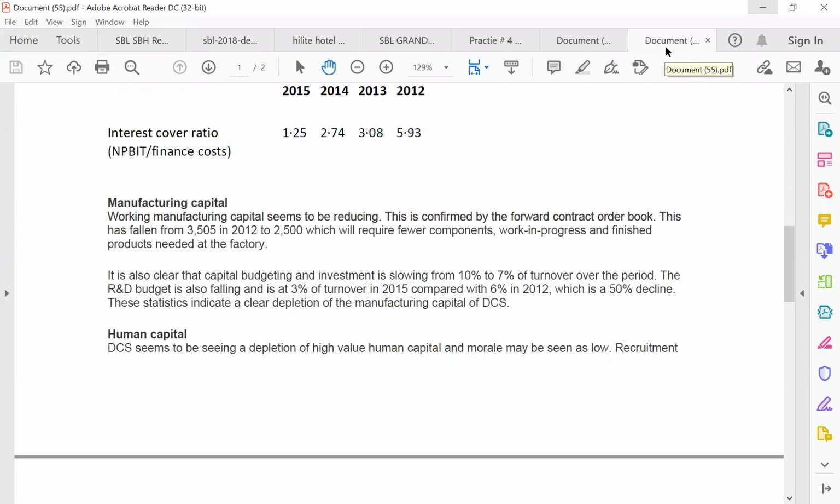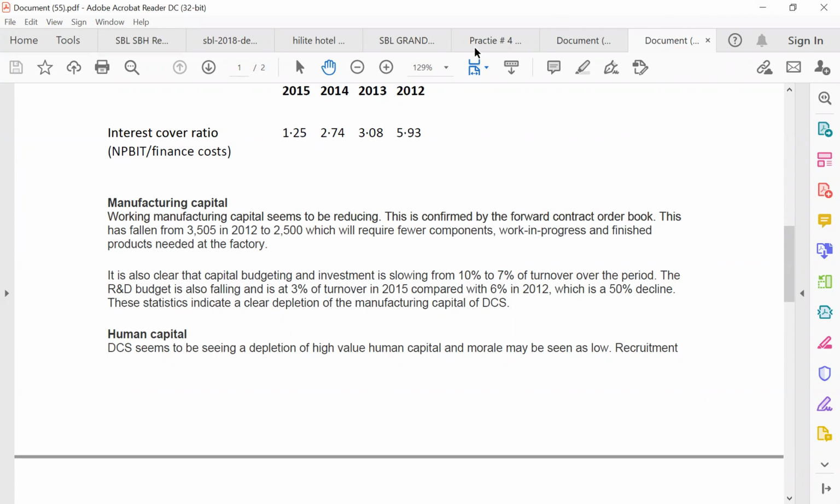It is also clear that capital budgeting and investment is showing from 10% to 7% of turnover over the period. The research and development budget is also falling, and is at 3% of the total turnover in 2015 compared to 6% in 2012, which is a 50% decline. These statistics indicate a clear depletion of the manufacturing capital of DCS company.